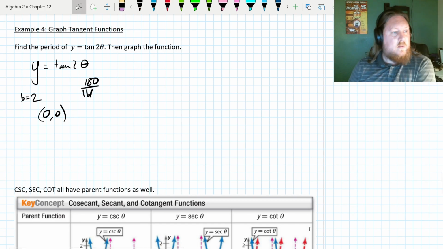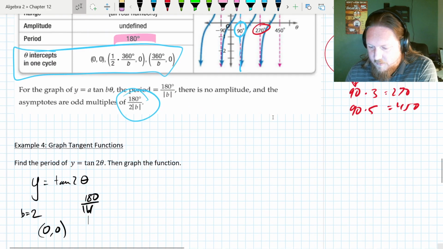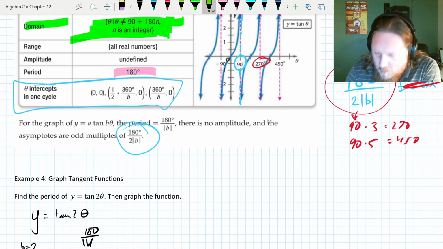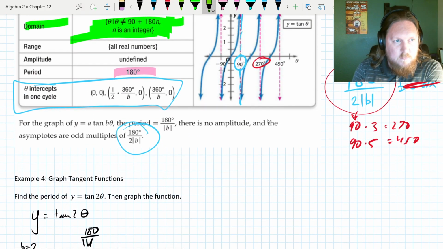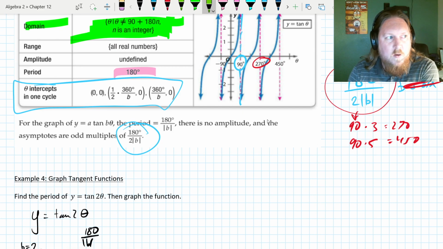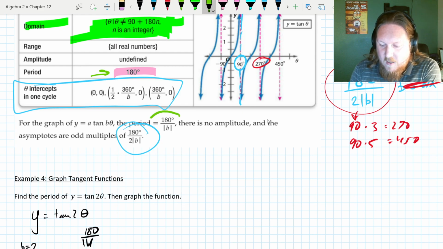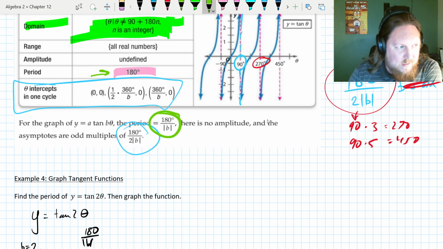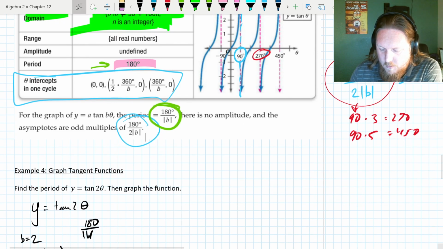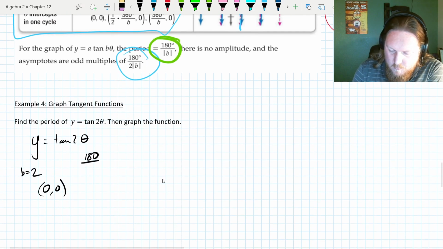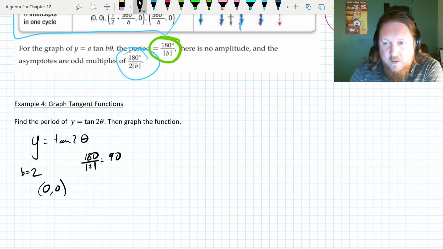Oh, I think I forgot to mention that. If you look closely on this chart here, normally period is 360 divided by the b value, but because the base function only has a period of 180, you're actually going to do 180 divided by the absolute value of b. So instead of 360, we get 180 divided by absolute value of 2, which is going to be 90. So now we have a period of 90.